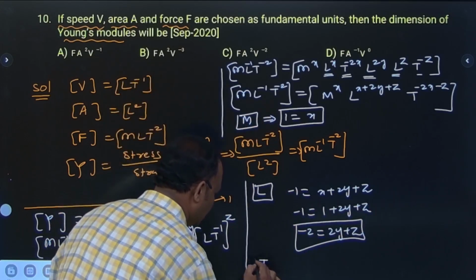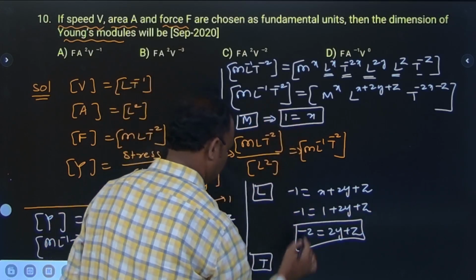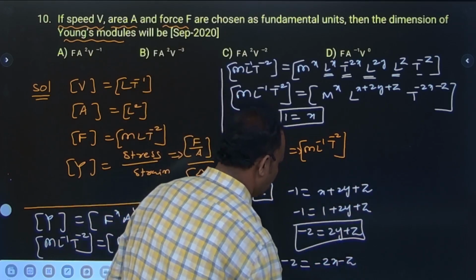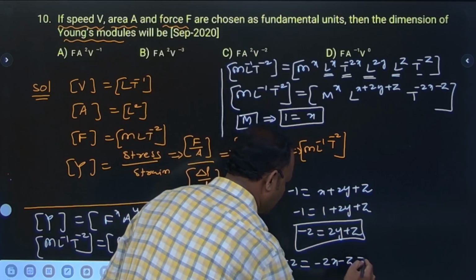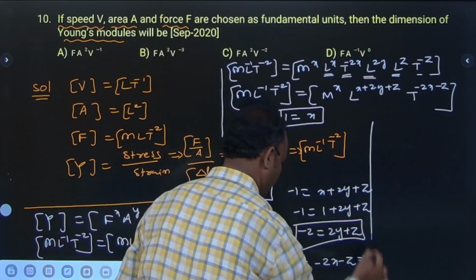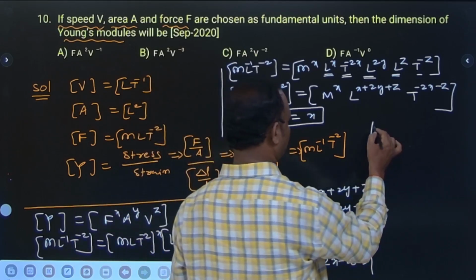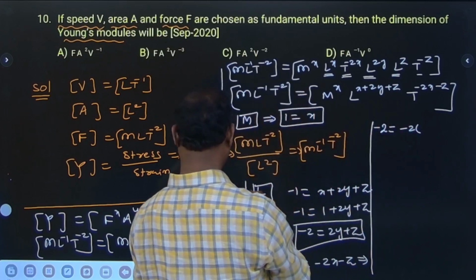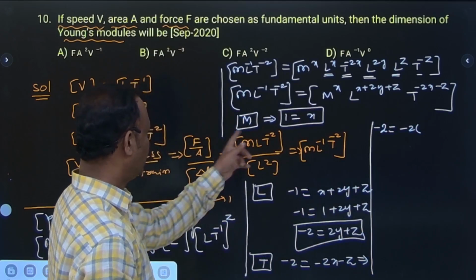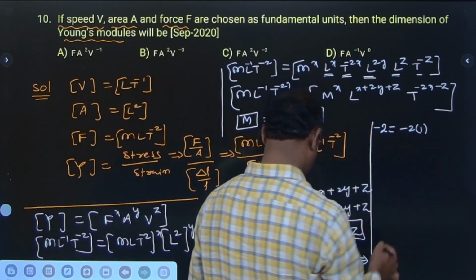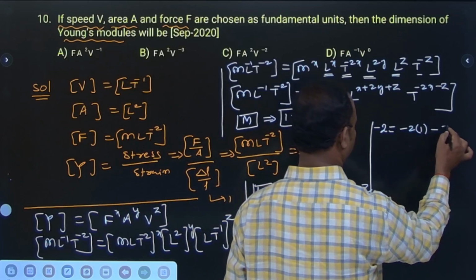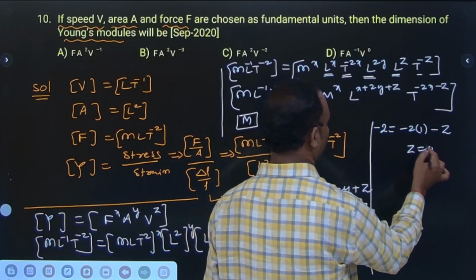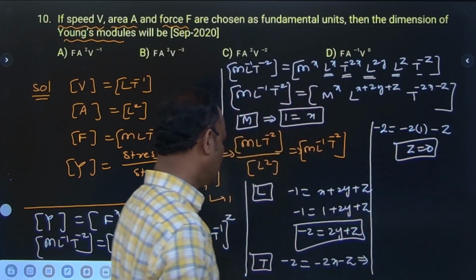Compare the terms of T. Minus 2 is equal to minus 2x minus z. So what is the x value? X is given as 1. So minus 2 is equal to minus 2 into x value, minus 2 minus z. Then z is equal to 0. Z is equal to 0.